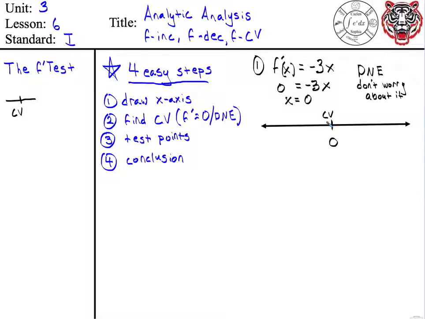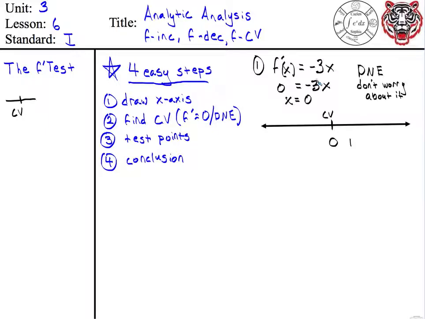This is our CV. And now I need to choose test points. I'm on step 3 here. By test points, I just mean choose something to the left or to the right of your critical value. So what's an easy number on the right? 1. All right, I'm not going to make a tick mark, but I'm going to choose 1. You can make a little point if you want, but I would recommend not writing anything. If I choose 1 and plug it into f prime, because this is the f prime test, plugging in 1 gives me a negative or a positive.